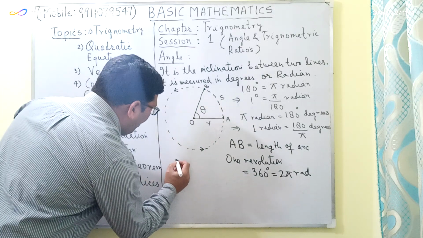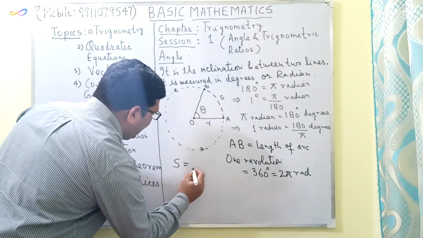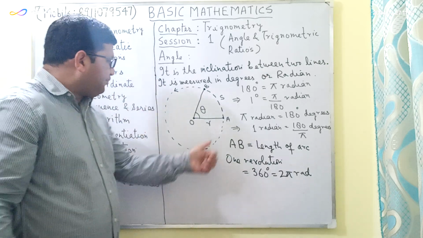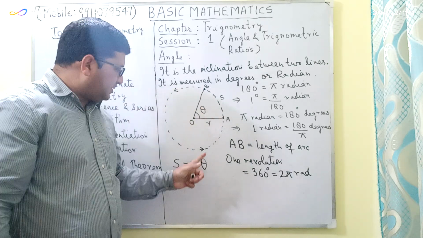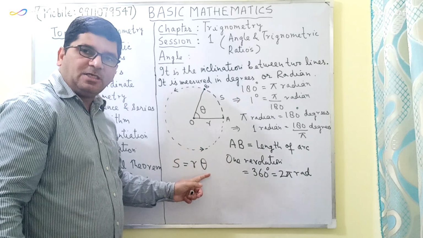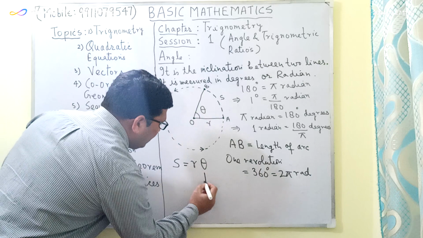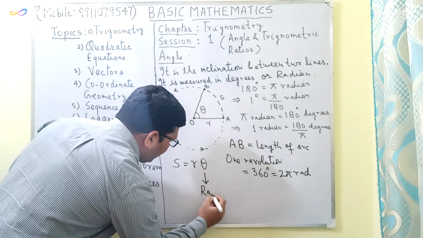So there is one more important formula. This length of the arc is equal to R into theta, where R is the radius of this circular path, and theta is the measure of angle. Now this theta has to be in radians.